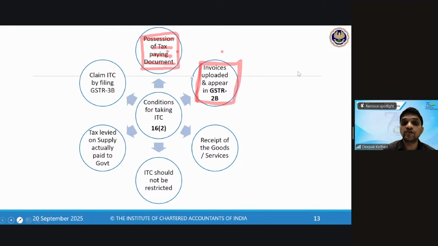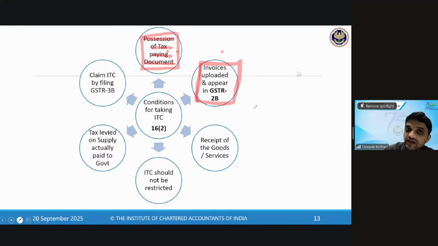GSTR 2B is auto generated. You don't have to fill it. Suppliers 1, 2, 3, 4, hundreds of suppliers you have procured from. Everybody will mention your GSTIN when they file their GSTR 1, and your GSTR 2B will be auto generated. After they file the GSTR 1, when you download it, all of that credit will appear in your GSTR 2B. If it is not appearing, you will have to tell the vendor that I have purchased from you, but you have not uploaded your GSTR1, so it's not appearing. I cannot claim the credit. Please upload it. You will have to push your vendors and then claim the credit. If it is not appearing, you cannot claim, because that's one of the important conditions.